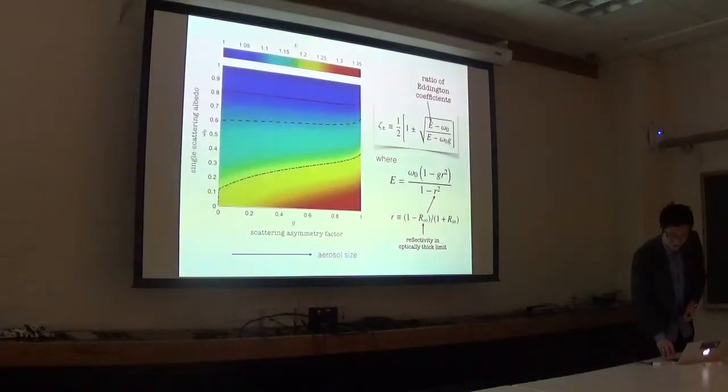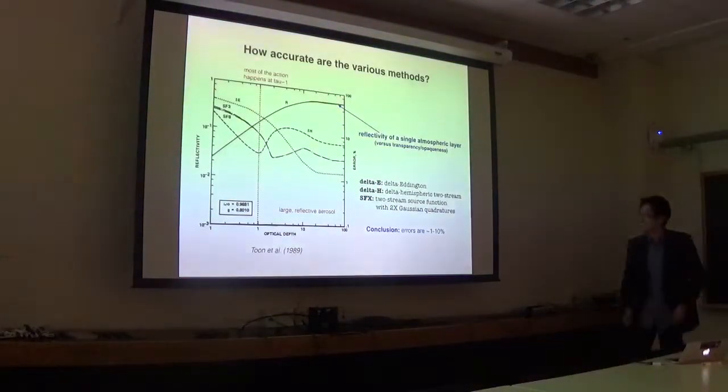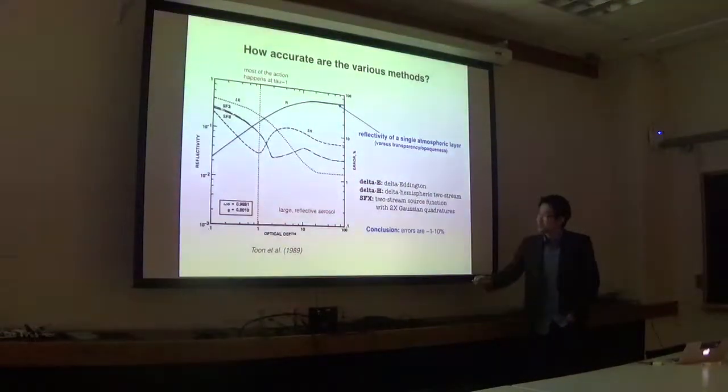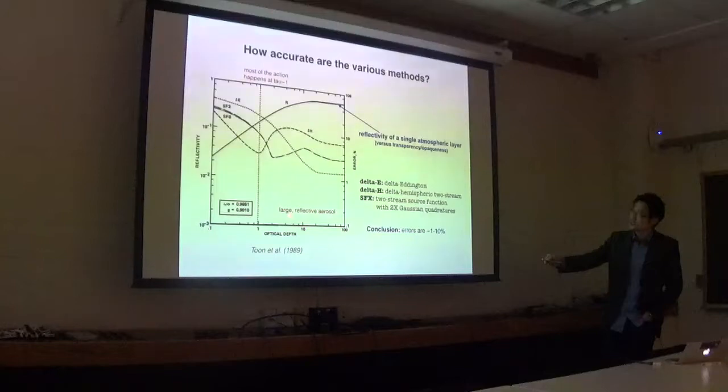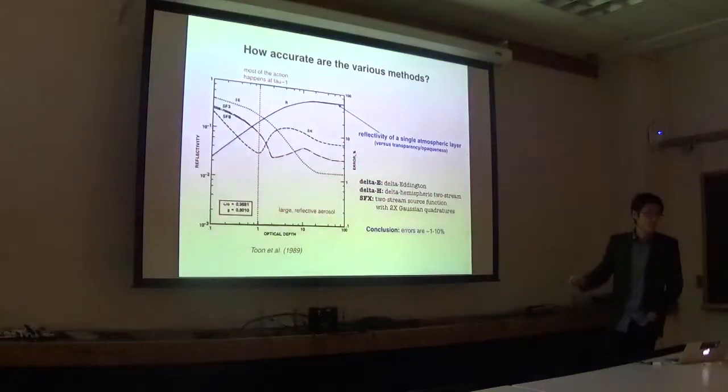So I finally get to the one I want to show you. I want to show you this result from the 89 paper. This is an example of what you can think of as a large reflective aerosol. It has a single scattering albedo very close to 1, and an asymmetry parameter of 0.8, again close to 1. It's a large aerosol.